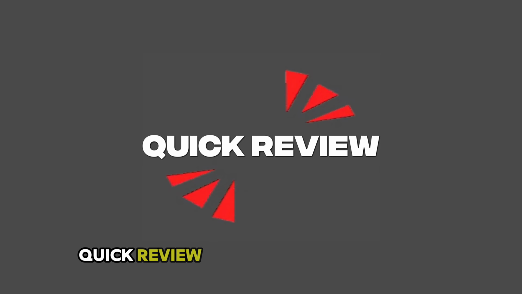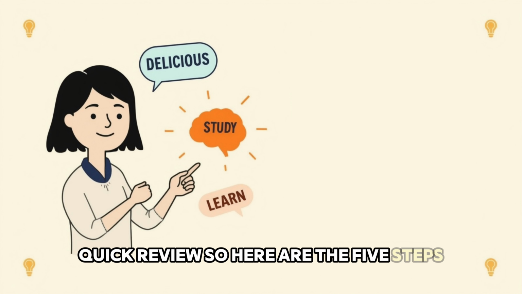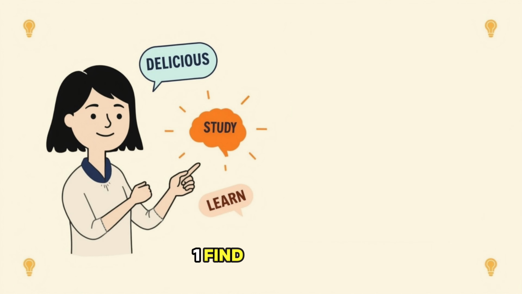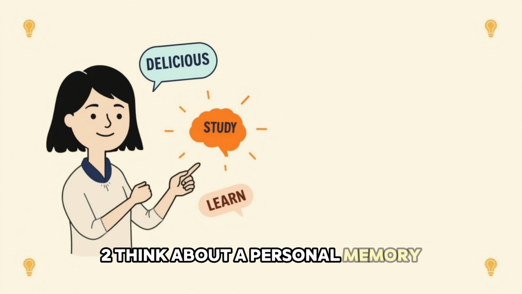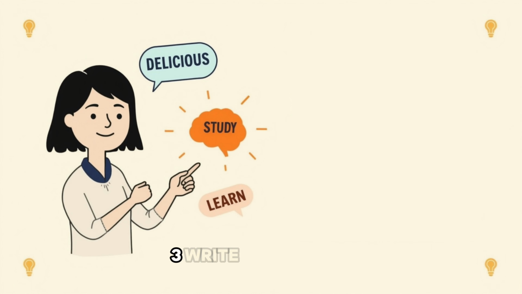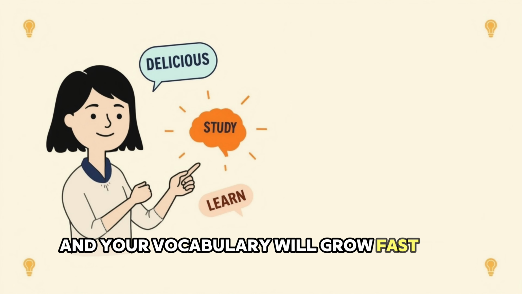Quick review. So here are the 5 steps. 1. Find an image. 2. Think about a personal memory. 3. Write the 5 W's. 4. Create sentences. 5. Teach someone else. Do this with every new word, and your vocabulary will grow fast and stay strong.